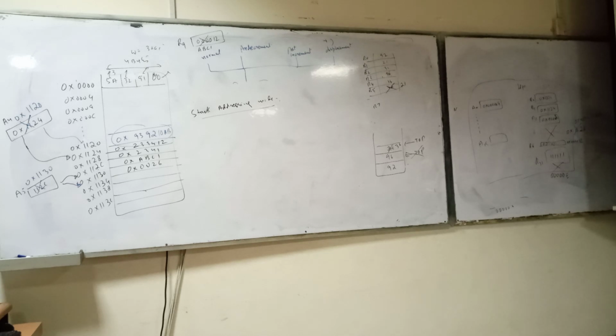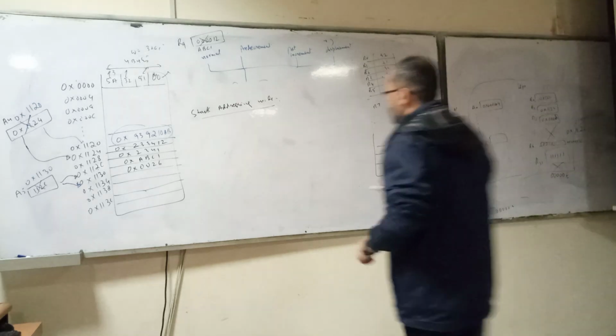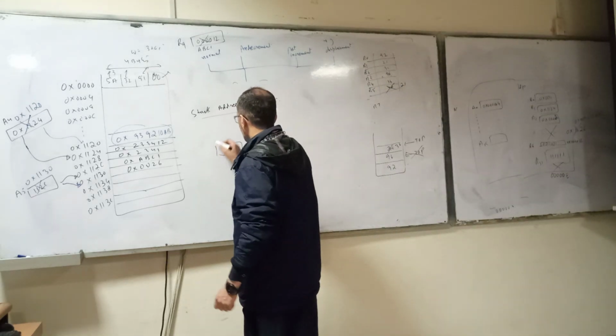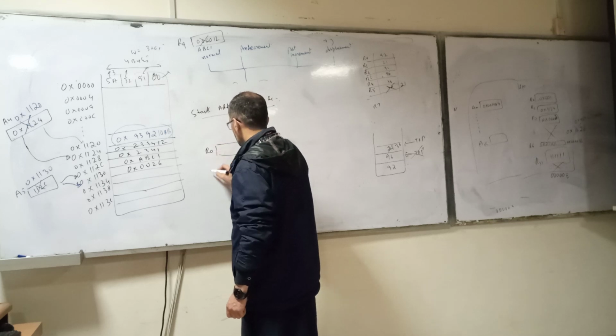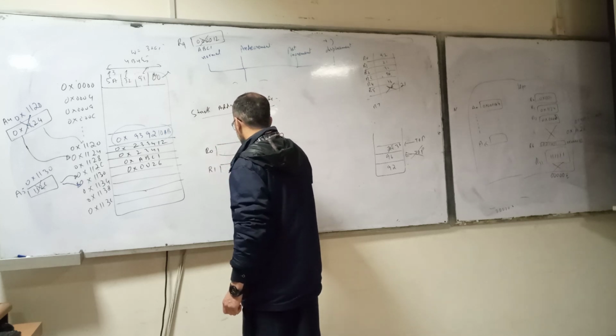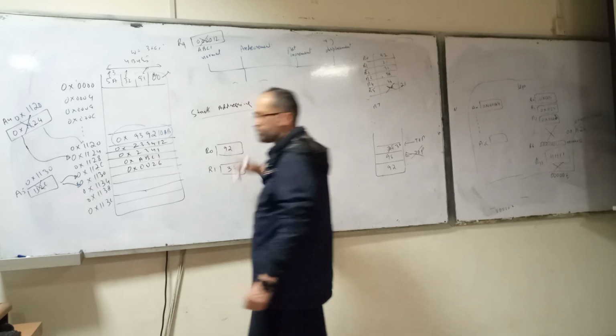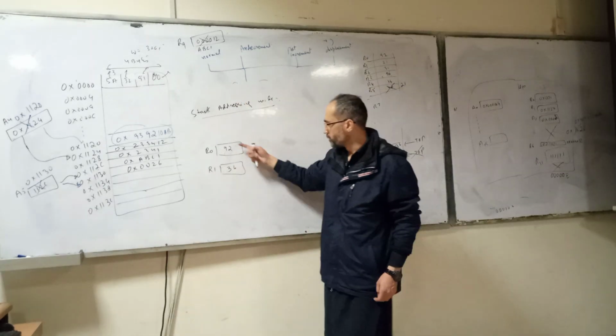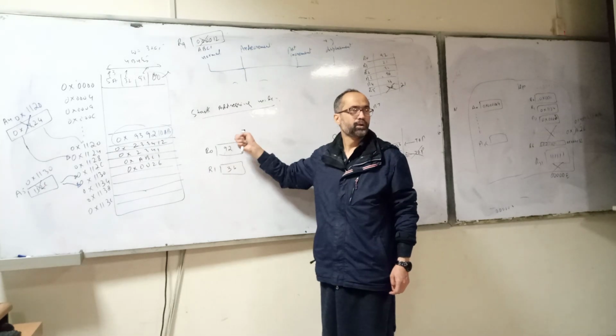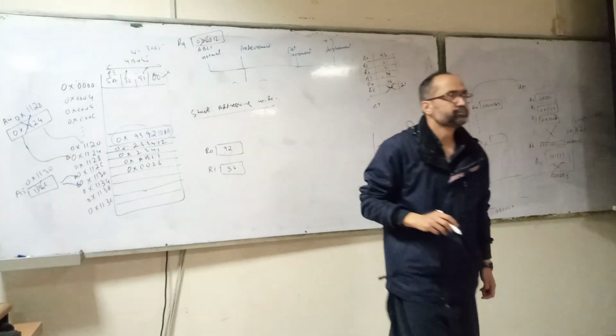You do push and pop operations. In which sequence? Let's assume we want to swap the contents. Assume we have R0 and R1. R0's content is 92, R1's content is 36. We want to swap these values: 92 should be moved here, 36 should be moved here. How can we do it?